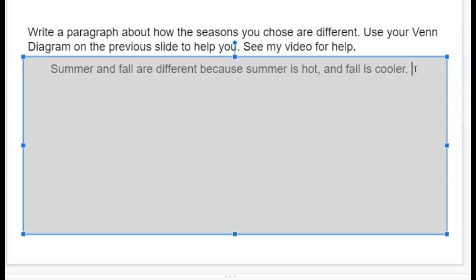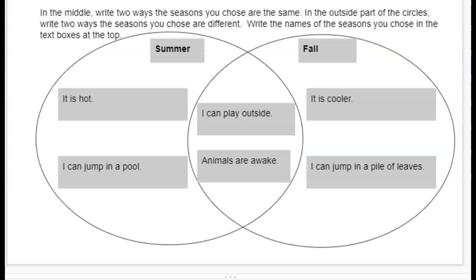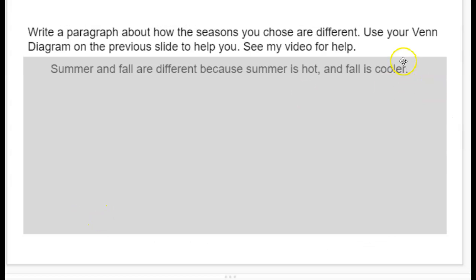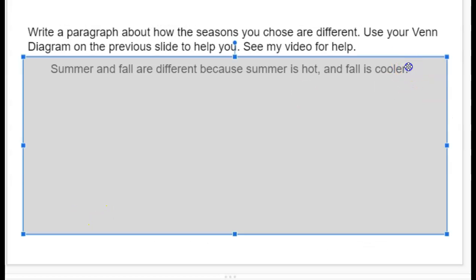All right, now, go back. What's my next part about? In the summer, I can jump in a pool, and in the fall, I can jump in a pile of leaves. All right, so let's write about that. And just like we did yesterday, we had a transition, a way to let our reader know we were moving on to our next idea. I'm going to do that here.